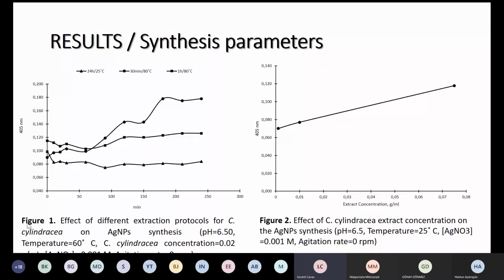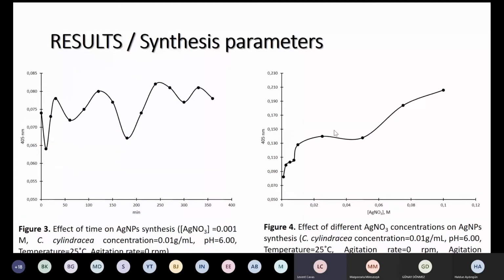Now I want to show you the results. When we look at the first figure, we see the effects of different extraction protocols. We obtained the best result at 30 minutes at 80 degrees Celsius. We also studied the effect of Caulerpa cylindracea extract concentration on the silver nanoparticle synthesis. As you can see from this slide, when we increase the extract concentration, we observed a gradual increase. And we studied the effect of time on the silver nanoparticle synthesis. Unfortunately, we observed fluctuation in this experiment. Interestingly, this result is well in line with the literature.